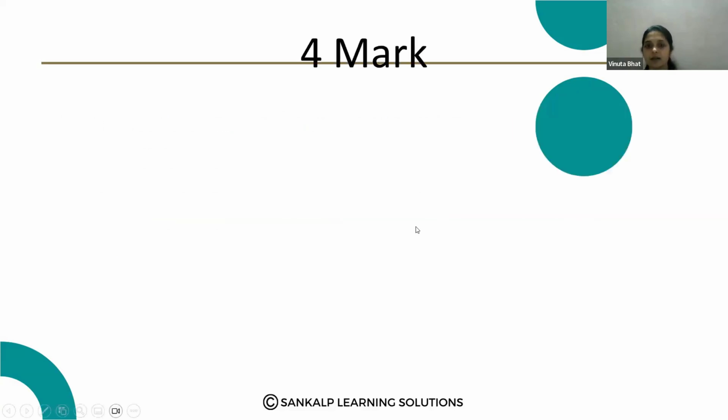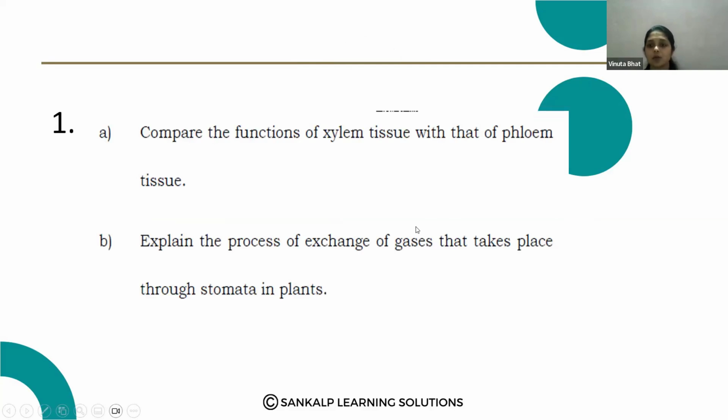Next, we are discussing the 4-mark questions. Okay, so one of the important question sections, that is 4-mark questions. Compare the functions of xylem tissue with that of the phloem tissue. Explain the process of exchange of gases that takes place through the stomata in plants. Compare the functions of xylem and phloem.